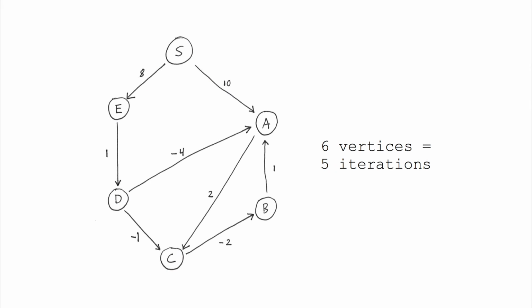We'll use the following graph for our example. Notice there are 6 vertices, so we'll need to do 5 iterations. S will be our starting node.